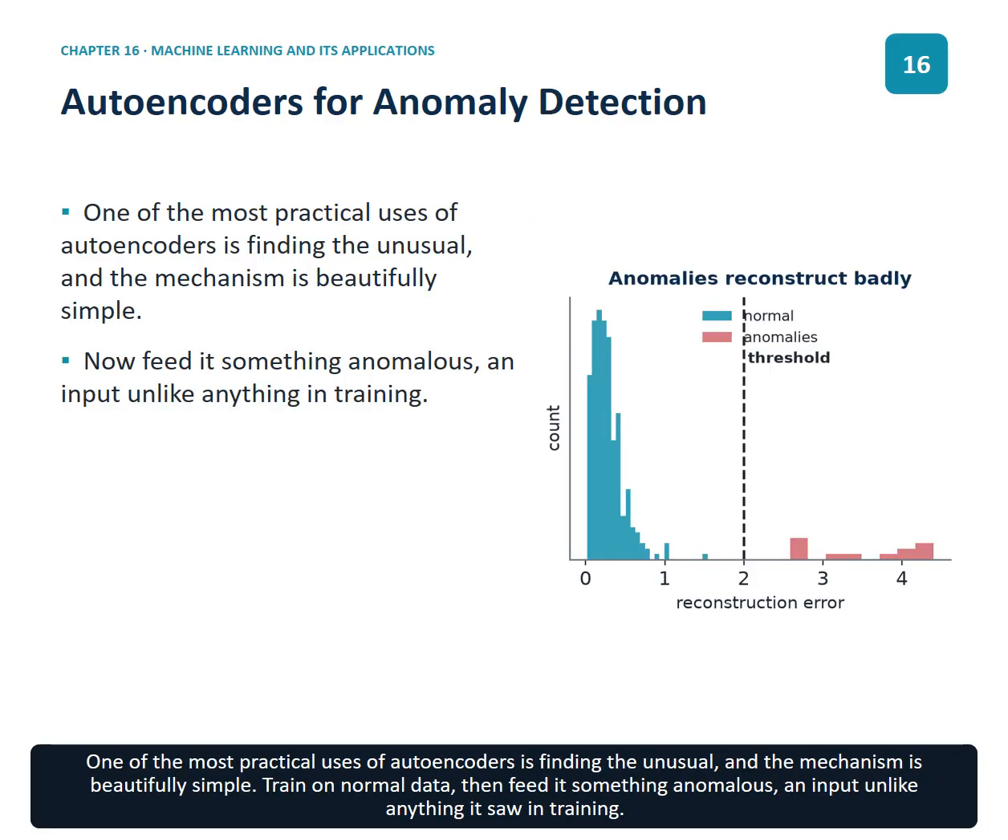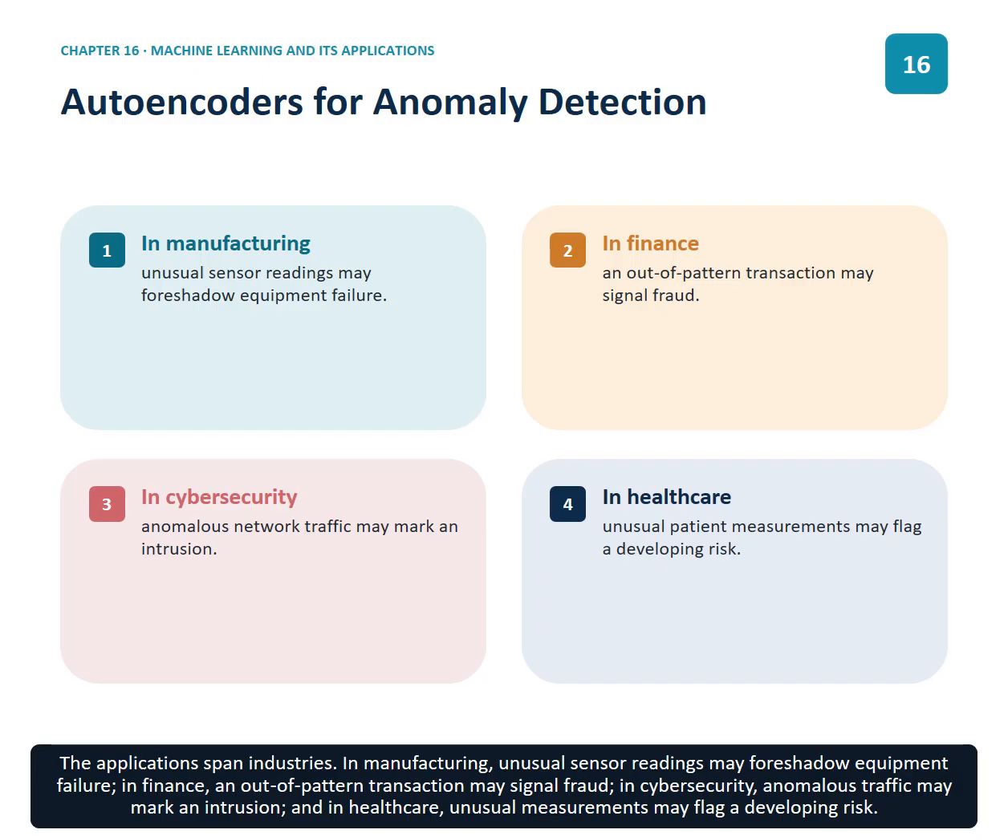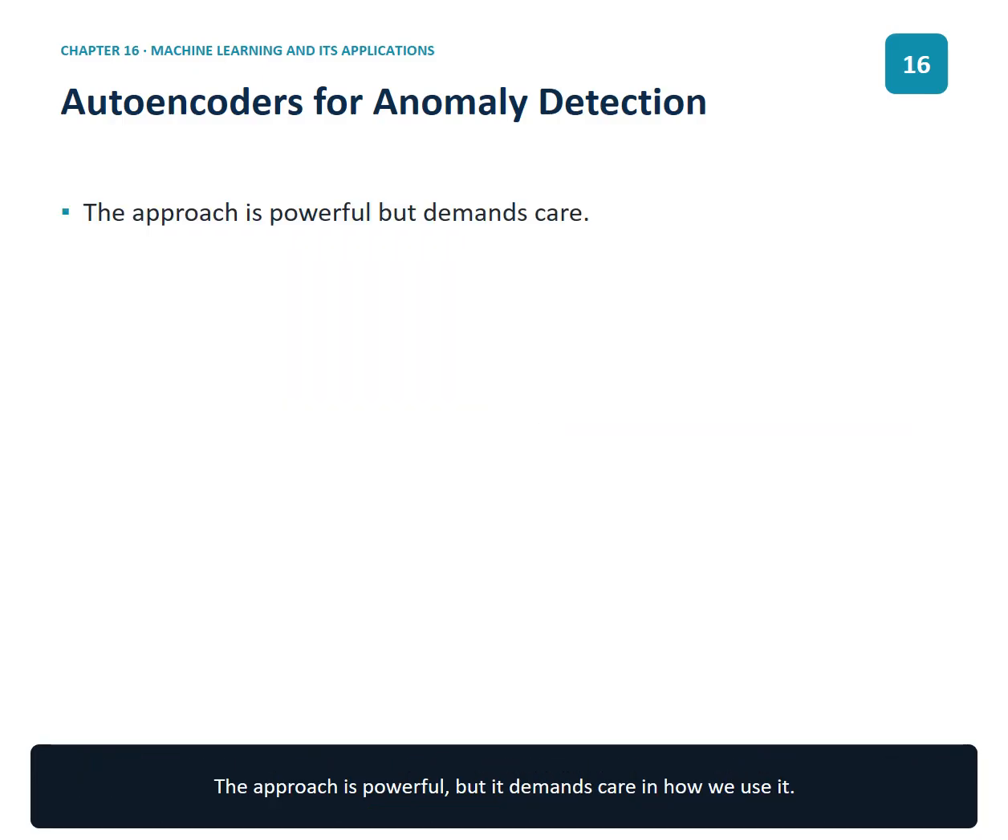One of the most practical uses of autoencoders is finding the unusual, and the mechanism is beautifully simple. Train on normal data, then feed it something anomalous, an input unlike anything it saw in training. The applications span industries. In manufacturing, unusual sensor readings may foreshadow equipment failure. In finance, an out-of-pattern transaction may signal fraud. In cybersecurity, anomalous traffic may mark an intrusion. And in healthcare, unusual measurements may flag a developing risk. The approach is powerful, but it demands care in how we use it.